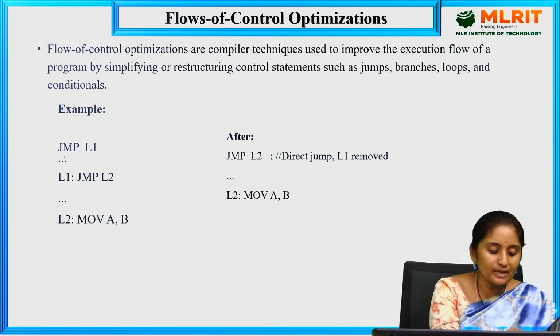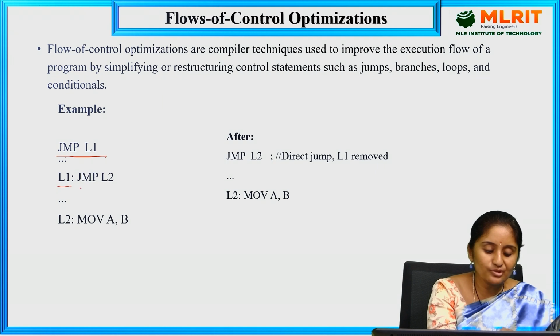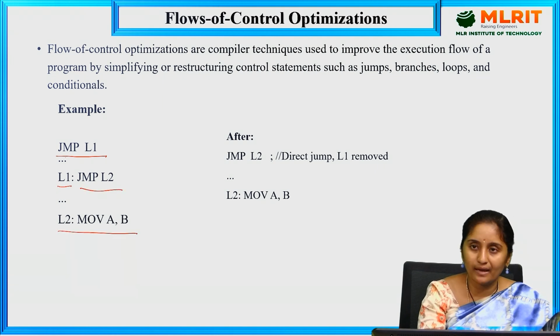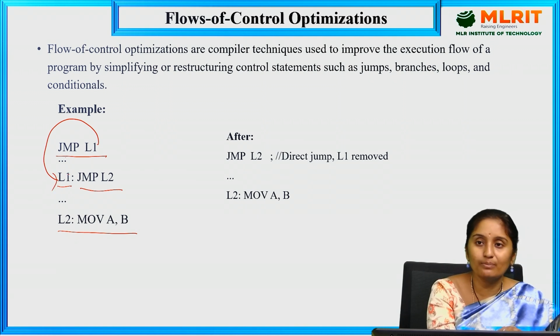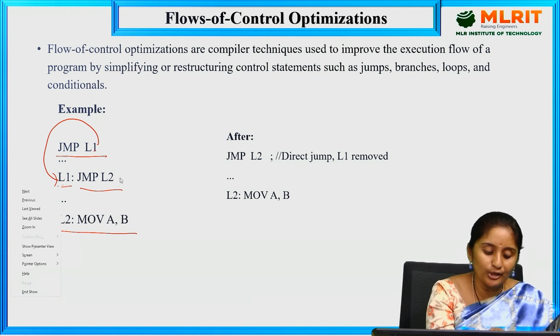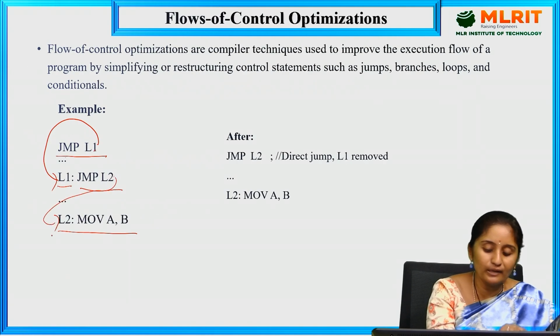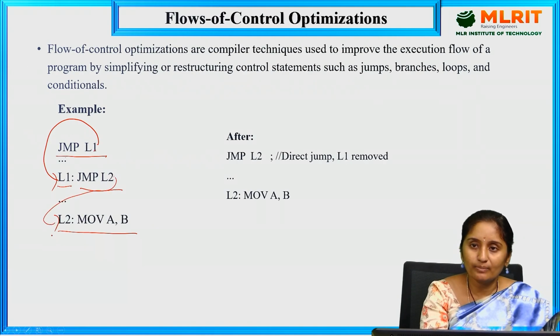For example, see here: jump L1, L1: jump L2, L2: move A comma B. Jump L1 is nothing but moving to the L1 statement. Directly it is jumping from one place to another place. That is what I call flow of control. So jump L1 moves to L1, and jump L2 again jumps directly to the L2 statement.